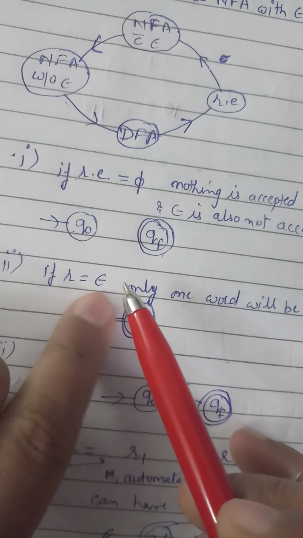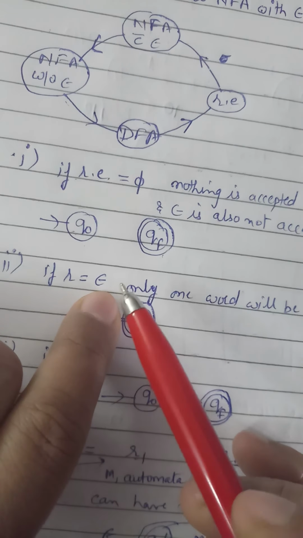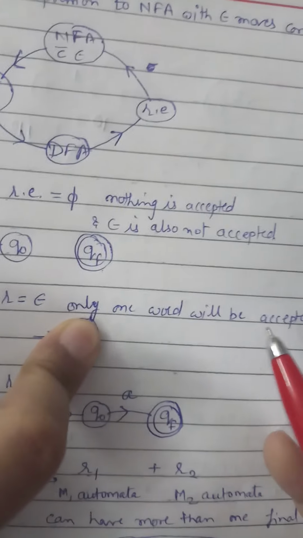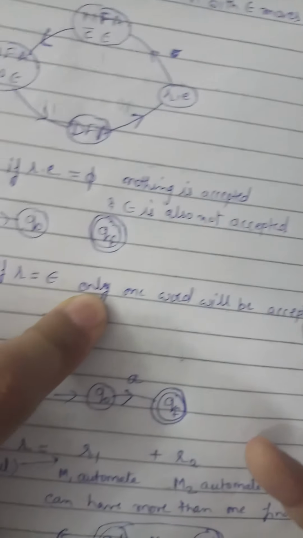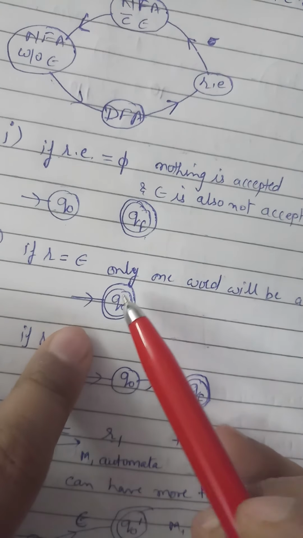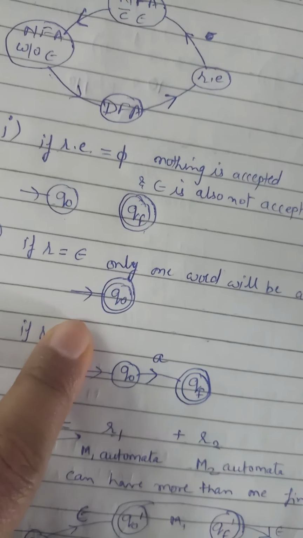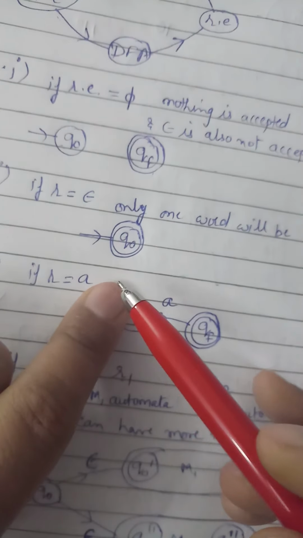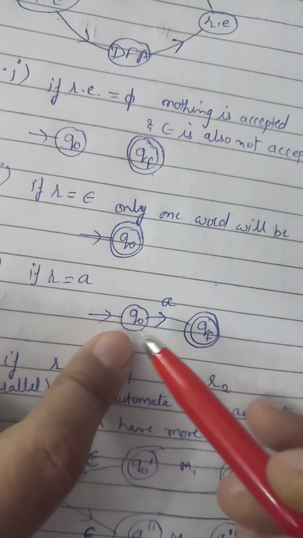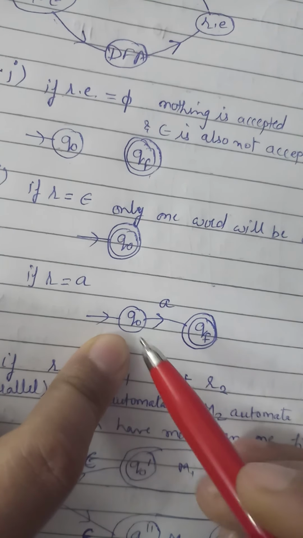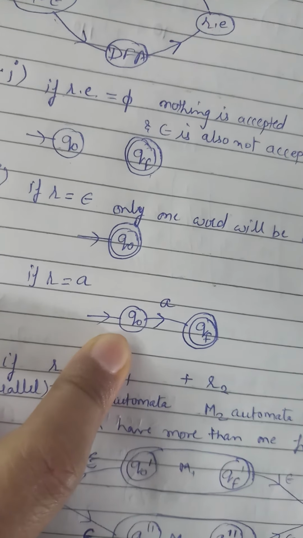But if R is equal to epsilon, then only one word will be accepted, that will be epsilon. How are we going to make the automata for this? The initial state and final state will be the same. And if R is equal to a, then there is one transition from Q naught, the initial state, to QF, the final state. So we can make the automata like this.